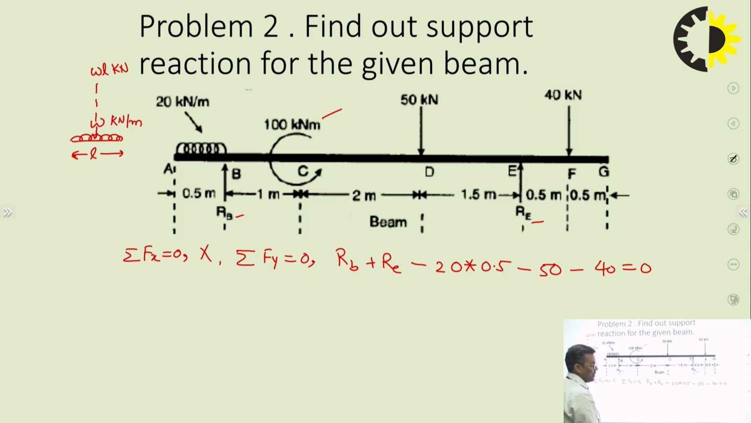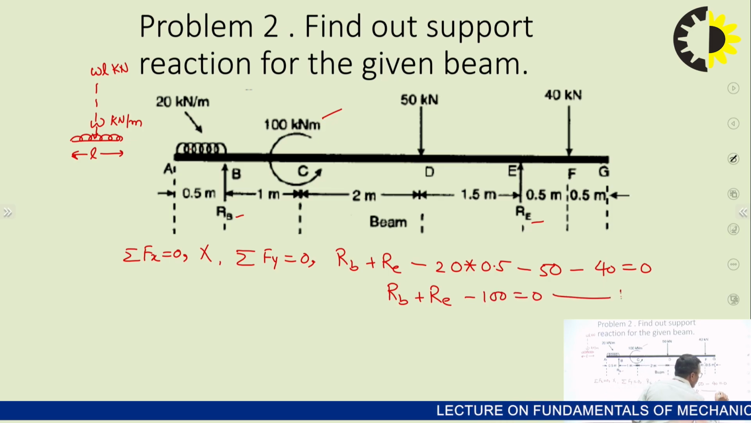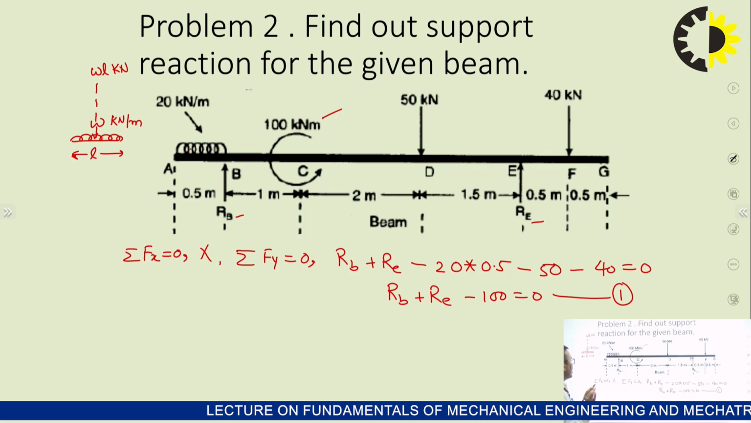This is the equation number 1. What can I write? 50, 40, 90, or 90 and 10, 100. So I can write RB plus RE minus 100 equal to 0. This is the equation number 1. Are you missing anything? I hope all the things are included.